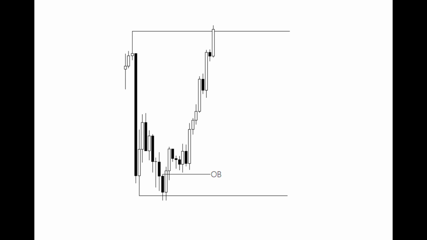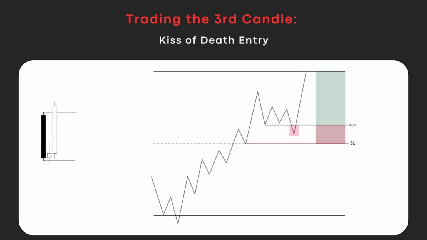Now enough of that, let's move on to the next slide and let's discuss how to trade the third candle. So as we had discussed earlier, the proper way to trade the third candle is through a case of death entry or a KOD entry, which is basically the last turtle soup before price reaches the higher time frame draw on liquidity or the opposing end of the CRT.